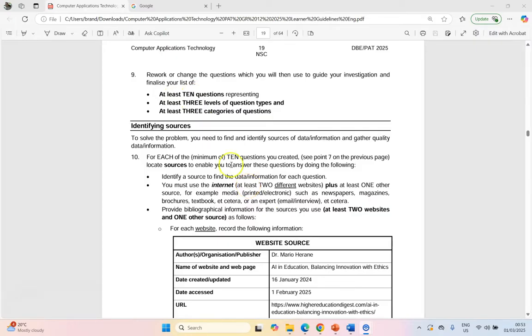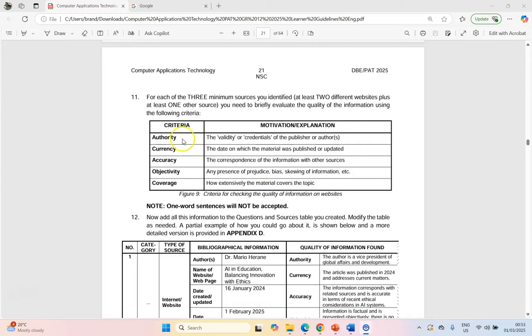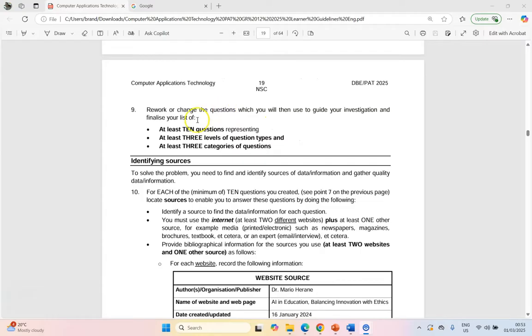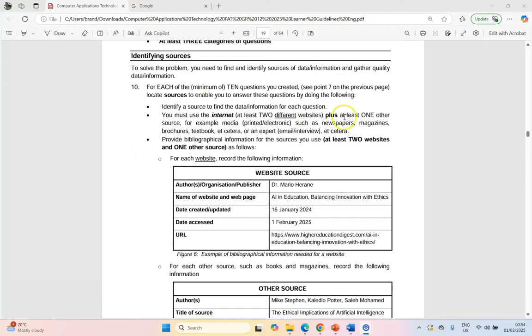You can have more, but I wouldn't go more than maybe 4, maybe 5 sources, because for each of these, you're going to do the bibliography of that particular website or article, and you're going to have to evaluate that source, which we'll discuss in another video. So the more sources you have, the more work you're going to have to do. You need at least 3, 2 internet, 1 other. I would try to stick to that. If you find that you're struggling to find the information that you need for your 10 questions, then having a 4th one isn't a bad idea, but try not to go more than 4, 5 at a push. So we want 10 questions at 3 different levels with 3 categories that are going to be answered by 2 websites and 1 other source.